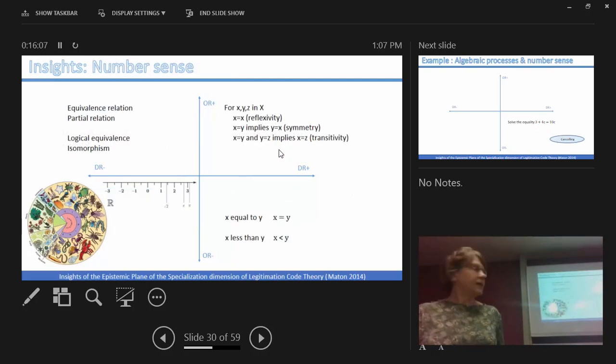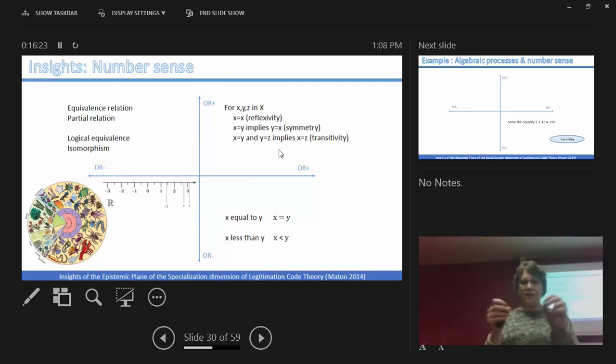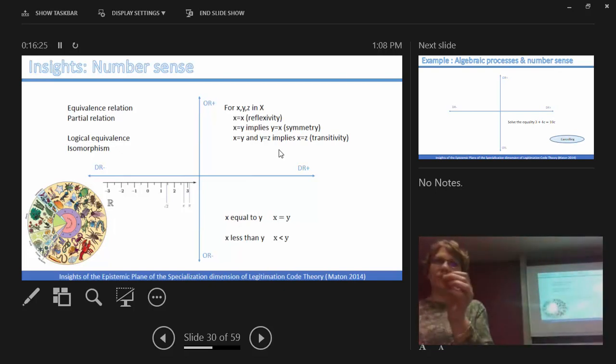Another example is related to number sense. So here we're referring to equal to and less than. Now these are things that many of our students haven't really got their head around what they mean. They just see it as a symbol between two objects. But whether it's equal or less than or equal to, it's very fuzzy kind of stuff.